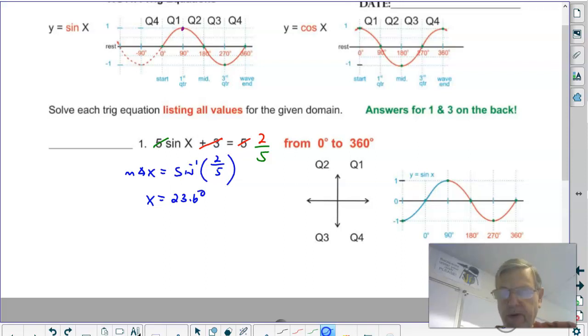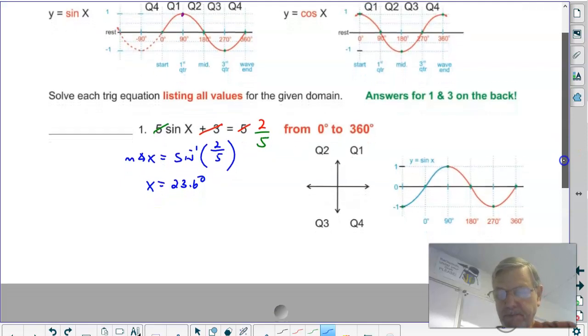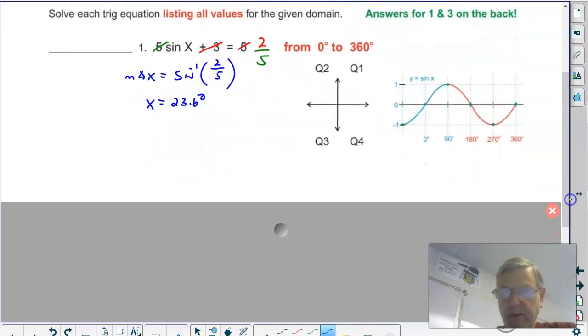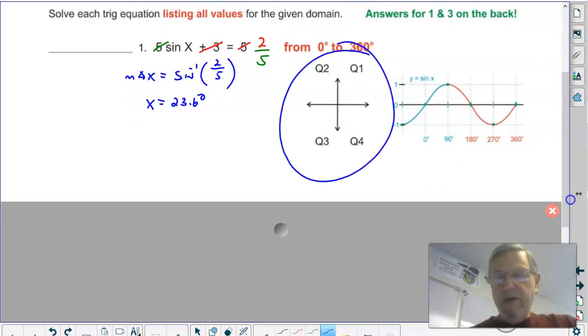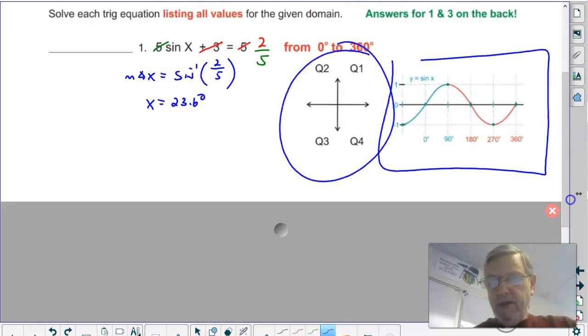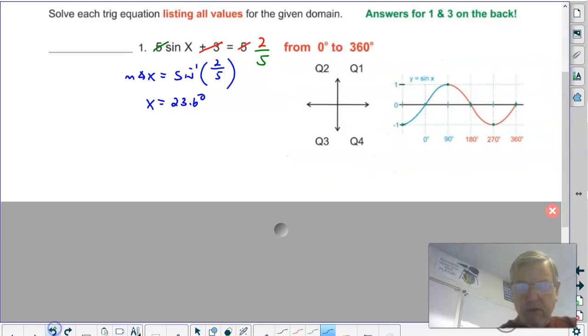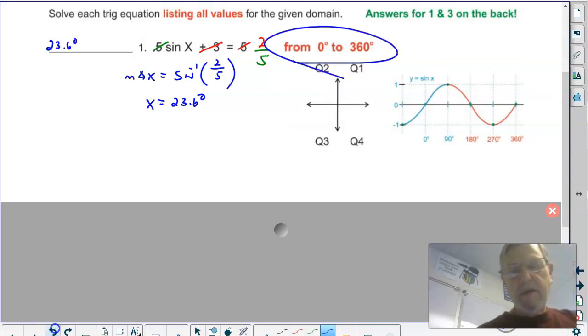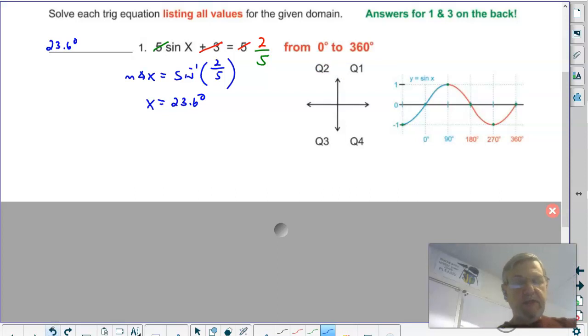Okay, so now there are two ways to look at getting any additional angles with this 23.6 degree angle. Let me go a little higher here now, and I'm going to work off of the two models. We've got a radial model and a linear model, so there are two different ways to go about this. I already know one answer is 23.6. That's within my domain of 0 to 360, and so that's one solution. Now I have to find the other angle.